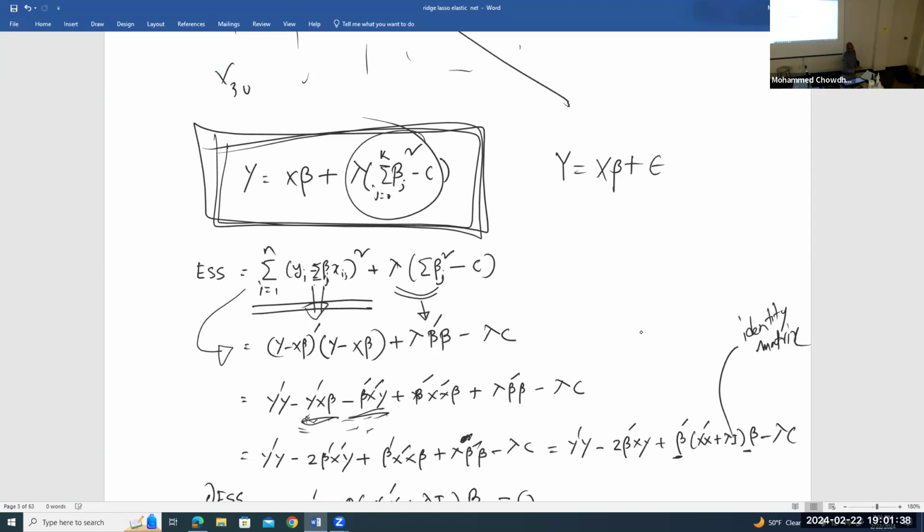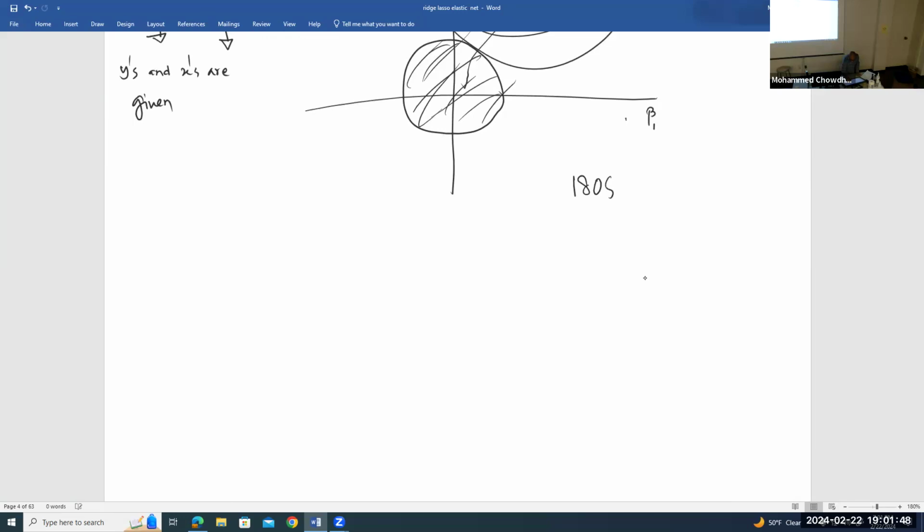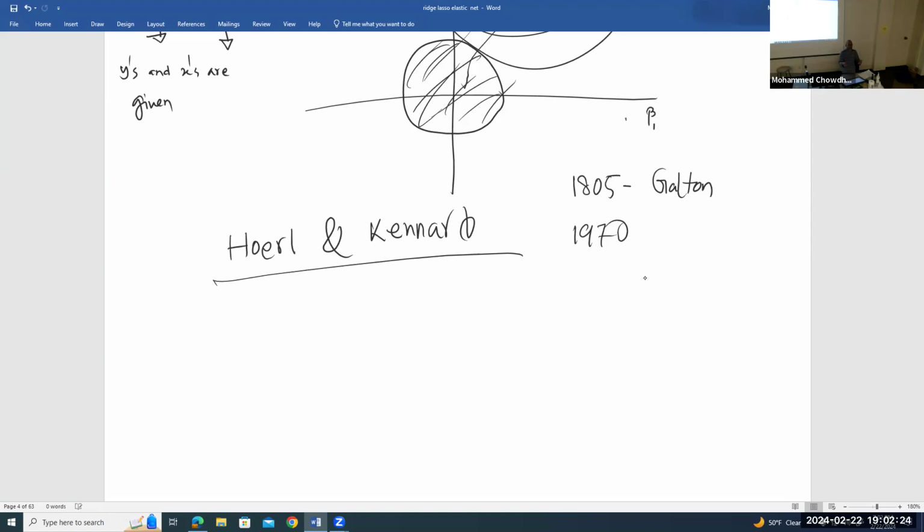And regression was developed, as I mentioned, in 1805 by Galton. And ridge regression was proposed in 1970. What is his name? Why did I forget his name? No, I did not forget his name. His name is Hoerl and Kennard. Let me write their names because we need to remember them. H-O-E-R-L, Hoerl and Kennard. Understand? Anytime you want to read something interesting, also read the history. That's the way you might come up with some ideas. So 1805, Galton, and there is a multicollinearity problem. Hoerl and Kennard came up with ridge regression.